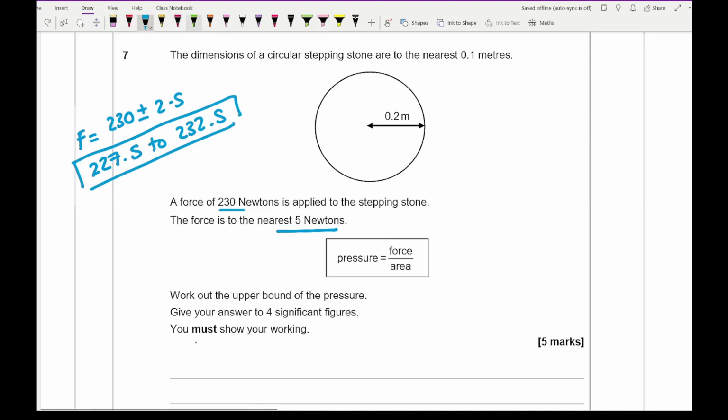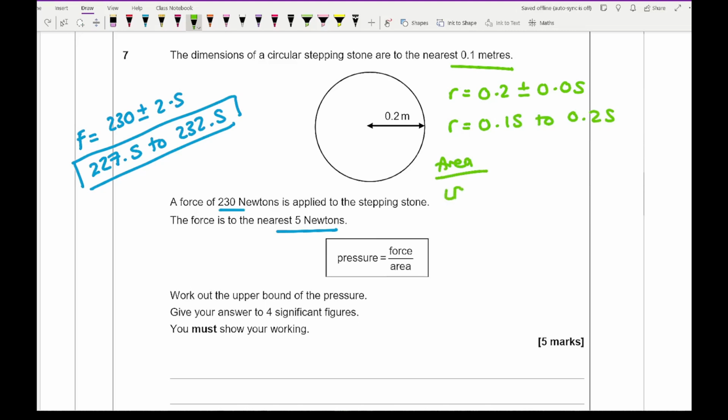Then to work out the length, well the length has been given to the nearest 0.1, so r is going to be 0.2 plus or minus 0.05. So r is going to be 0.15 to 0.25. Now from this I can then work out the upper bound of the area.